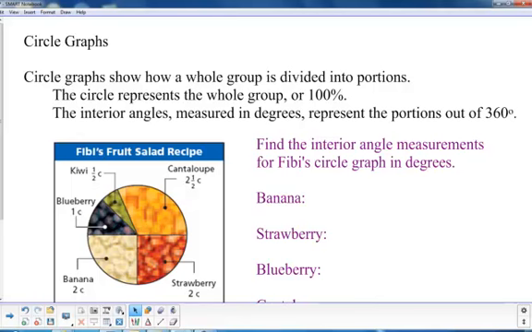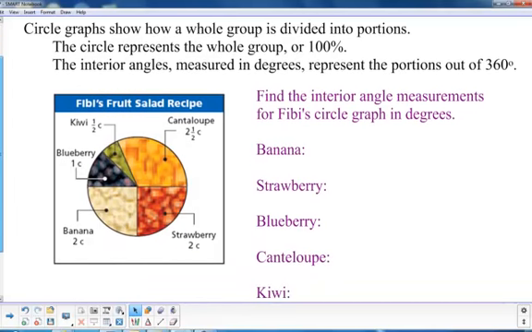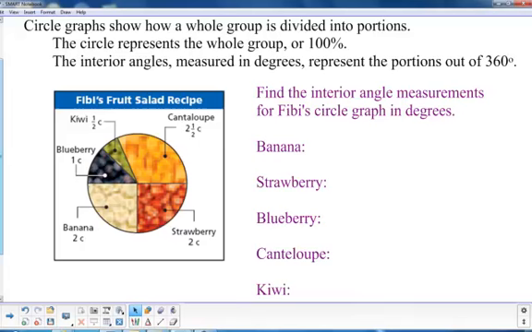Circle graphs divide a whole piece into portions. So if we add all of these cups up, we have a half a cup, 1 cup, 2 cups, 2 cups, and 2.5 cups. That would be 8 cups total. So 8 cups is our whole, is our 100%. If we want to figure out each of the degrees in these sections, we would have to divide what we're given by the total 8 cups.